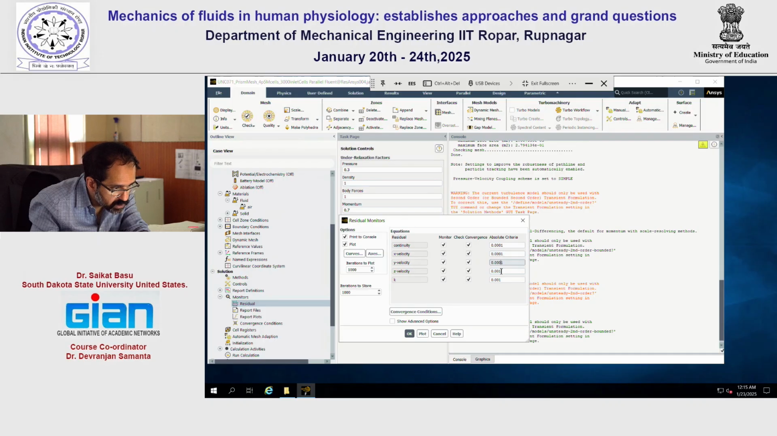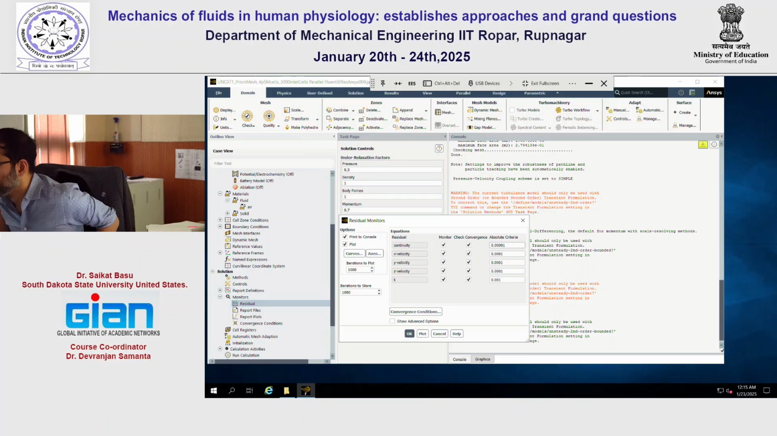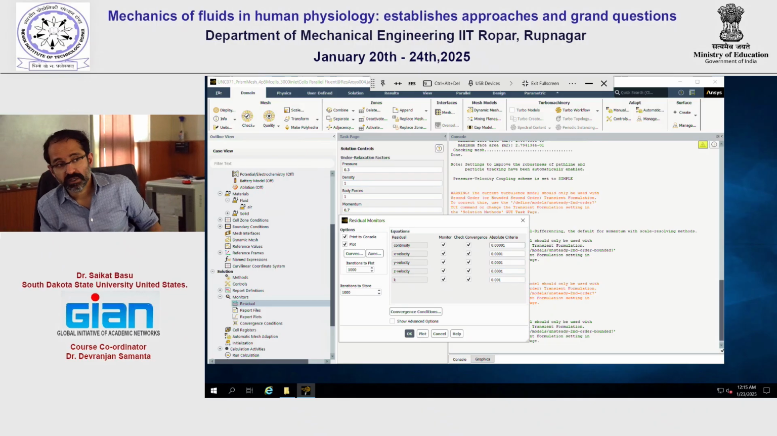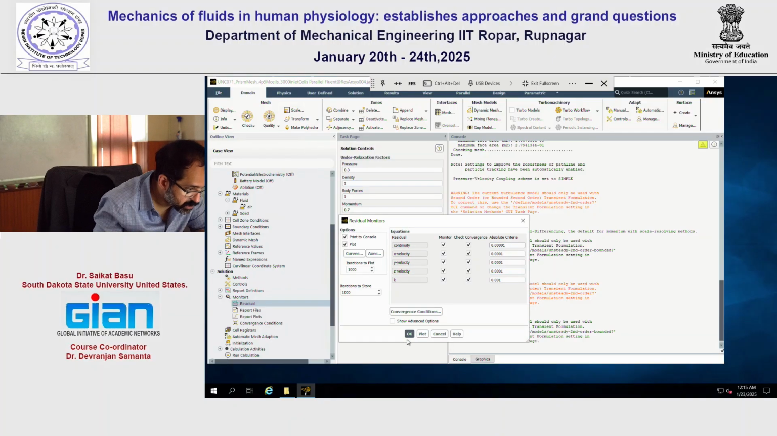Yes, so this is 10 to the power of minus 4 for the velocity components, and the continuity component is 10 to the power of minus 5. You can pick 10 to the power of minus 6, that's fine. Even with picking such small values, you will see that sometimes the simulations don't reach those orders of residuals. But if they stabilize, that's all that you can get in terms of convergence. So let's close it here.